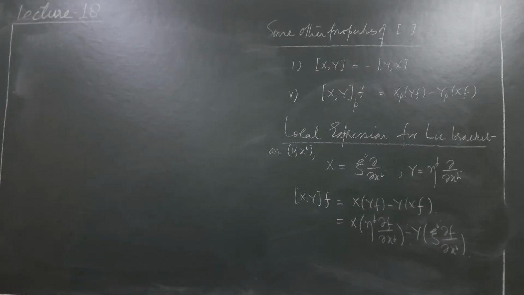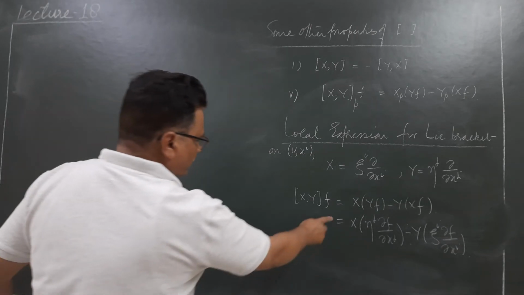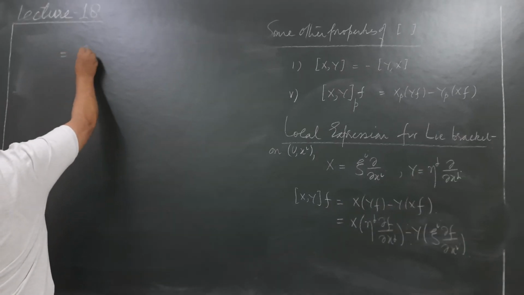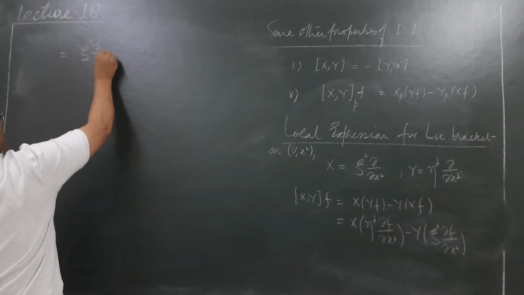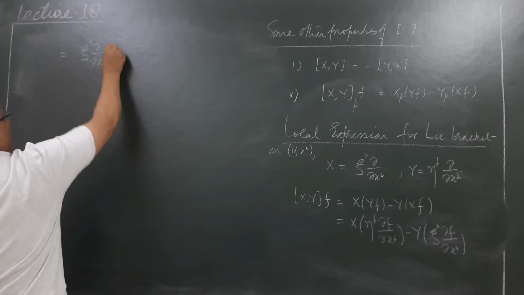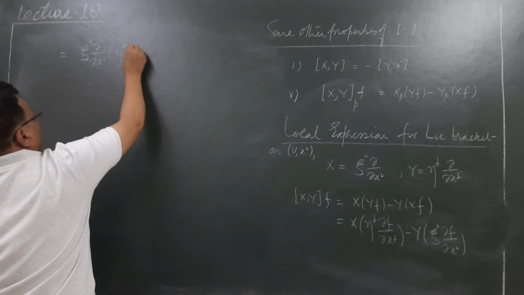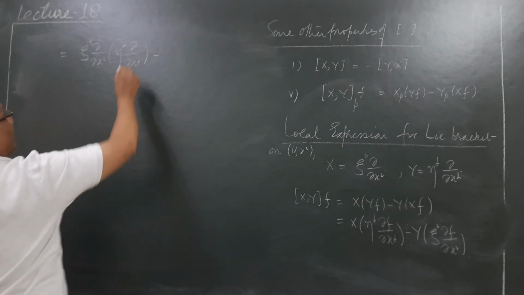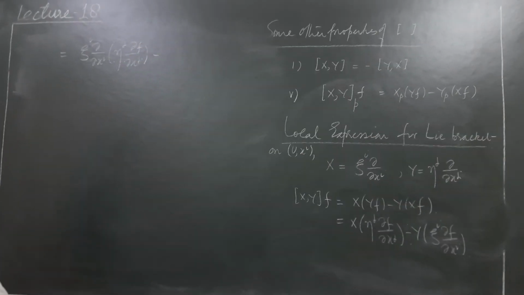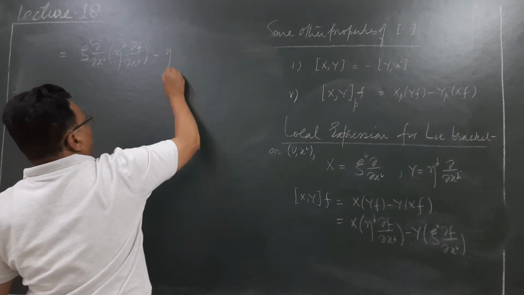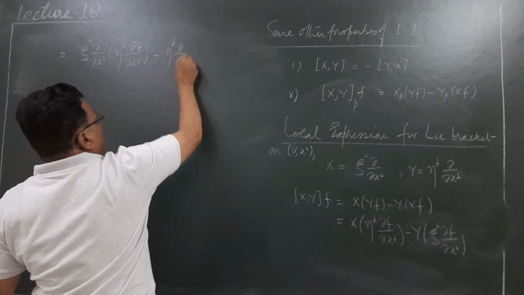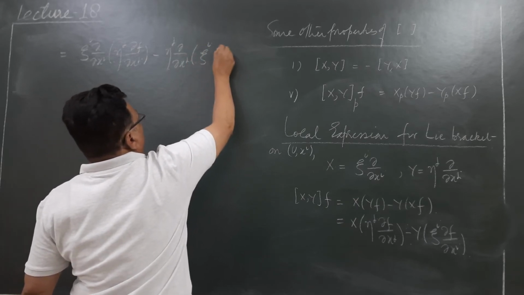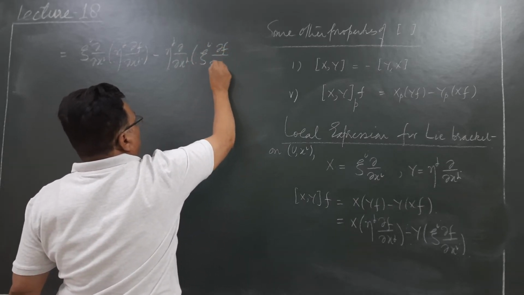Okay. So X is also equal to xi^i del upon del x^i. So the first term on the right side is xi^i del upon del x^i operating on eta^j del upon del x^j of f, minus Y, which means eta^j del upon del x^j, operating on xi^i del f upon del x^i.